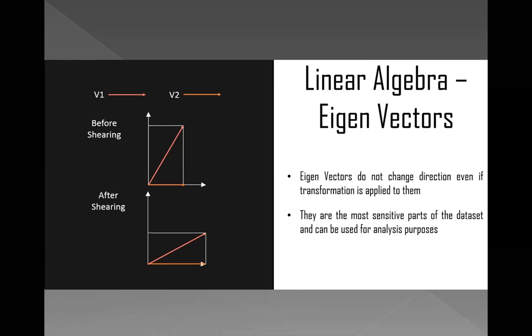Moreover, they are the most sensitive part of the data set and can be used for analysis. It gives very potential features about that particular data, so if you take that data, we can easily exploit the model well. This is how the eigenvalue and eigenvector work. The eigenvalue tells about the magnitude, whereas the eigenvector tells about the direction: what is the direction, and what is the magnitude in that direction.